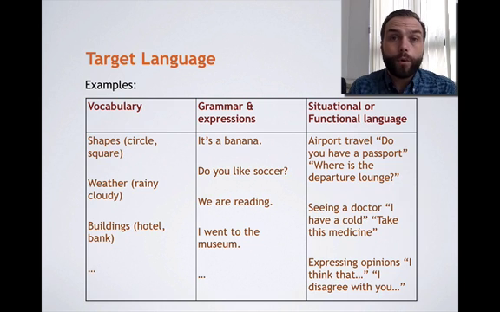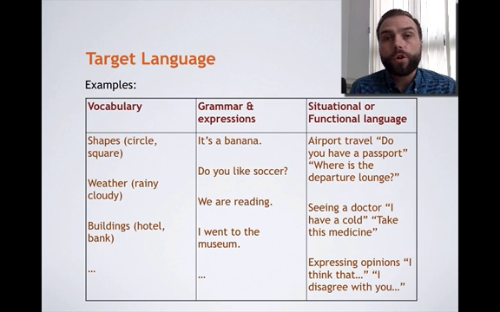Here you've got vocabulary sets. Okay, so shapes, for example, circle, square, triangle, rectangle. You've got weather words like rainy, cloudy, windy, snowy, and buildings like hotel, bank, restaurant, etc. Okay, so those are some vocabulary sets that are common for beginners. Okay, and of course you might teach some expressions to go with those vocabulary sets.